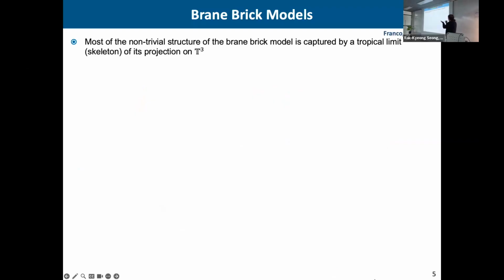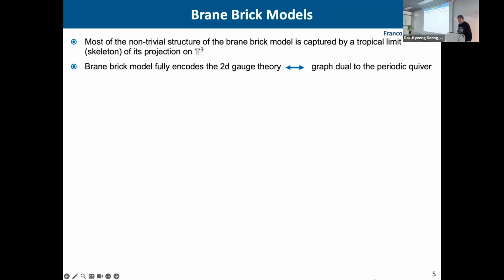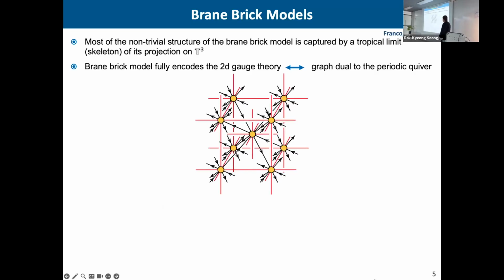Most of the non-trivial structure that I want to discuss is captured by some tropical limit or some skeleton of this sigma. Well, the projection on T3, you have to visualize it in some way. I told you that sigma is given by a polynomial in 3 complex variables equals to 0. One way of representing it is by what we call the coamoeba projection, which is a projection on T3. And that is what we normally call the brane brick model. And I told you that it's the dual of the periodic quiver. So it contains the same amount of information.